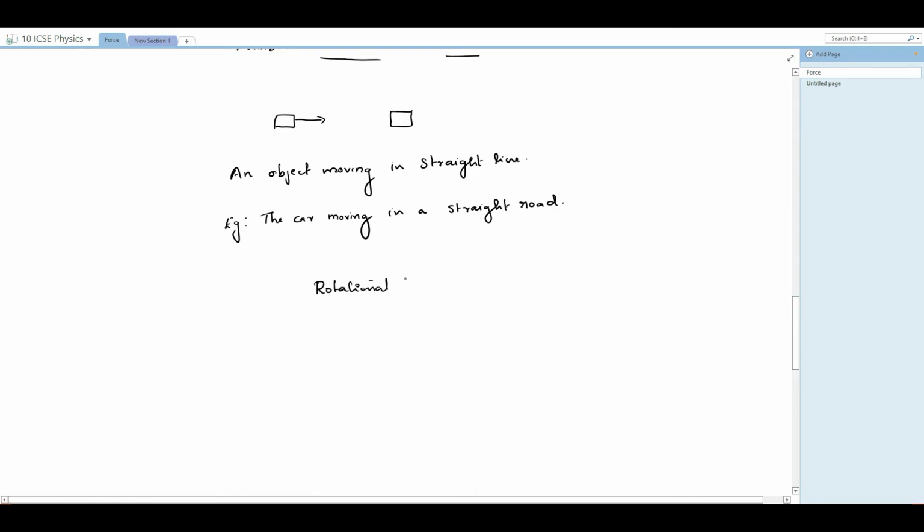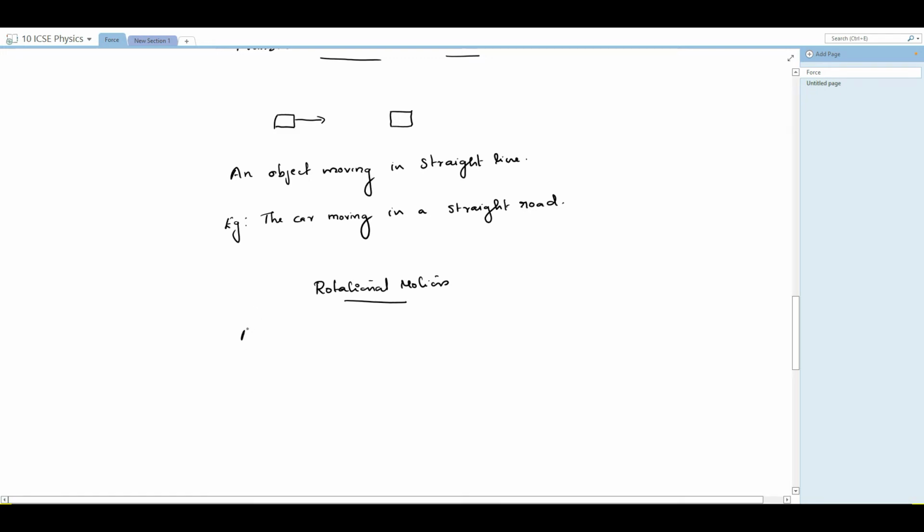Next one is rotational motion. So what is rotational motion? You can understand it from the word itself. Rotational motion is when an object is rotating about an axis, about its axis. I think the concept is clear. When an object moves about an axis or a pivot, it is called rotational motion.